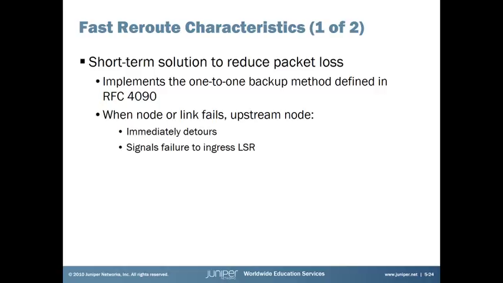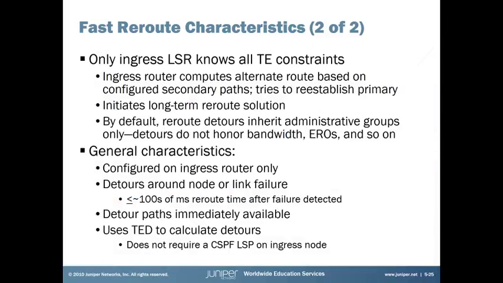So this fast reroute is a short-term mechanism that's going to allow us to maintain connectivity while a new path is being signaled up and established. So it is a short-term fix to prevent packet loss. Okay, so let's take a look at these characteristics here. It's only the ingress LSR that knows all of the traffic engineering constraints. So the ingress LSR computes an alternate route based on the configured secondary path and tries to re-establish the primary.